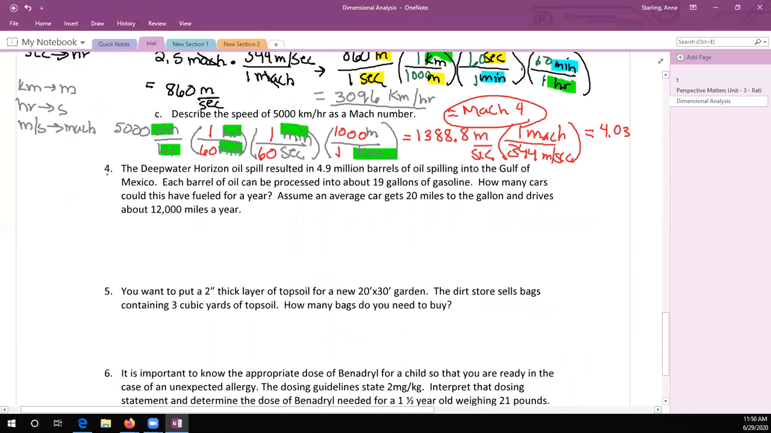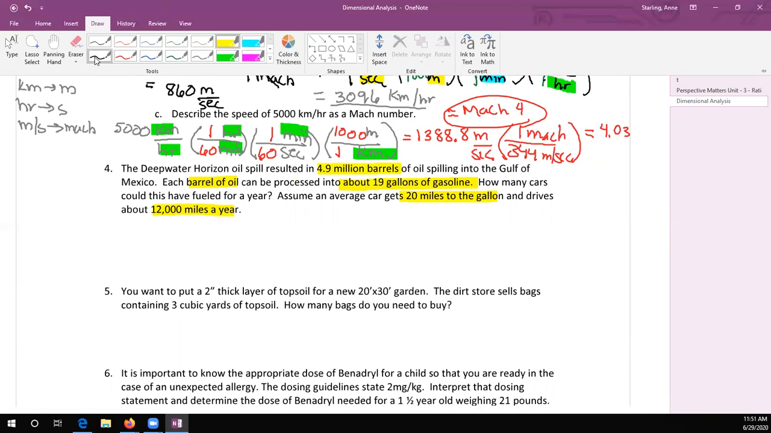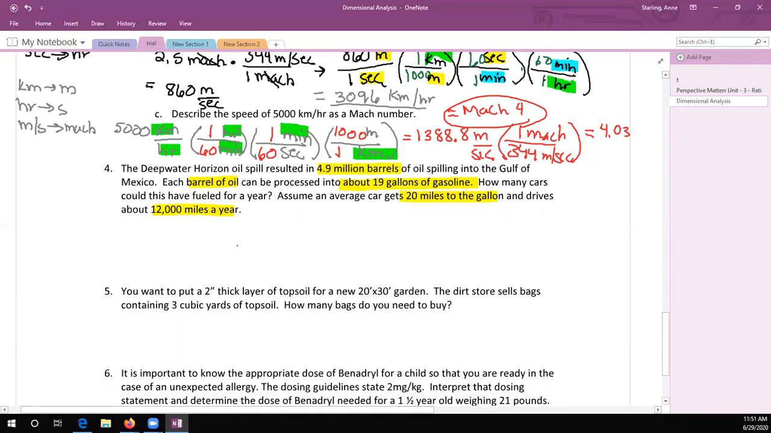So for this next one, we've spilled 4.9 million barrels of oil. Each barrel can be processed into 19 gallons of gas. So what you're getting in here is you're getting conversions. If they're not on the conversion sheet, they're going to be embedded in the problem. So 1 barrel is 19 gallons of gas. Cars get 20 miles to the gallon and drive about 12,000 miles a year. And somebody spilled 4.9 million barrels.